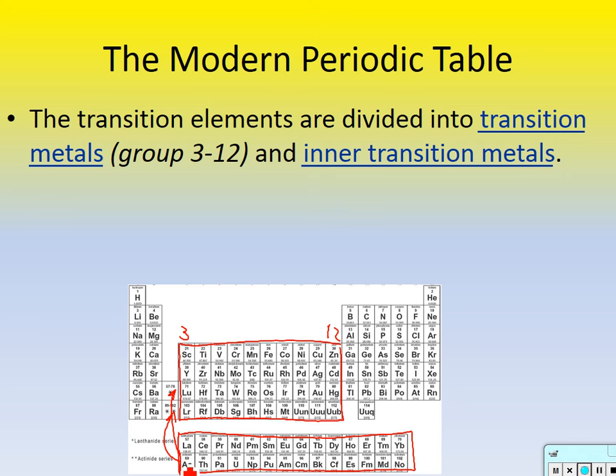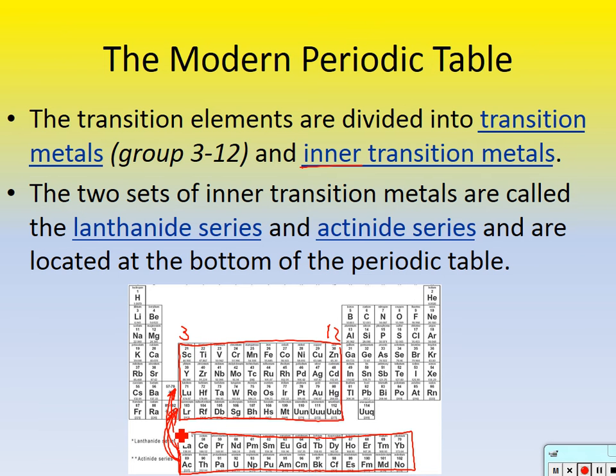But what are these last two rows called? Inner. Here's why they're called inner, because they really should fit inside right there. If they're different though, how come they're different orbitals? Well, they are different. The two sets of inner transition metals are called the lanthanide series.